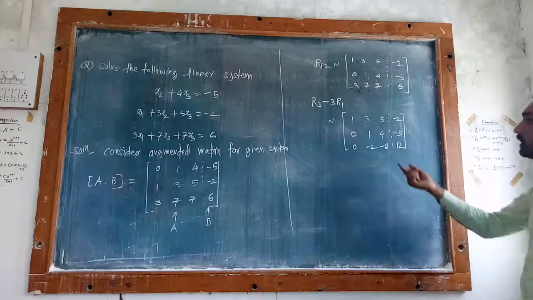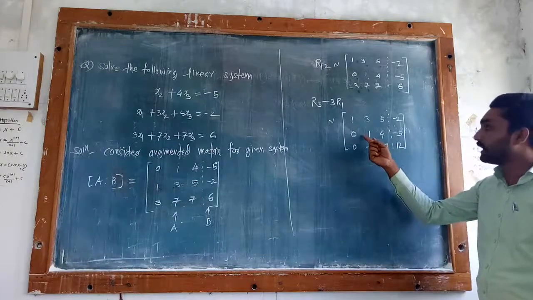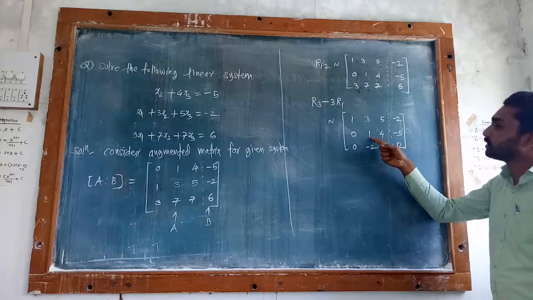So what is the next step? We have to make the second row, second column entry 1. This is already 1.